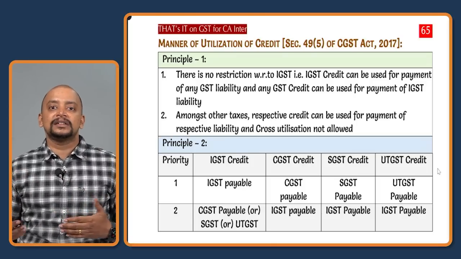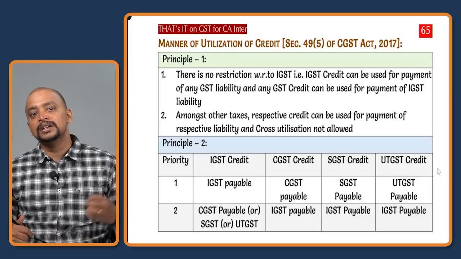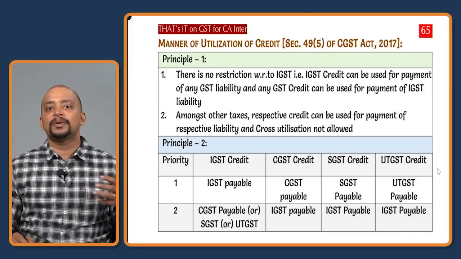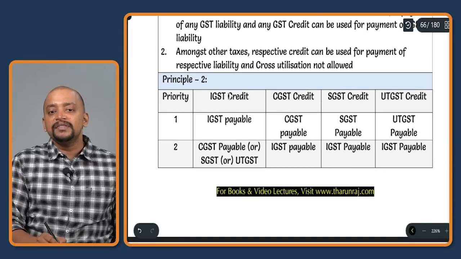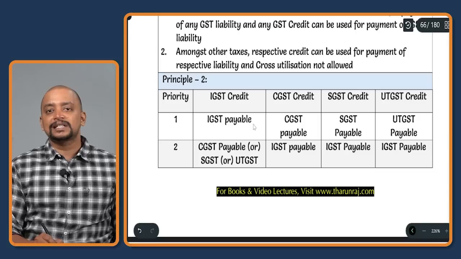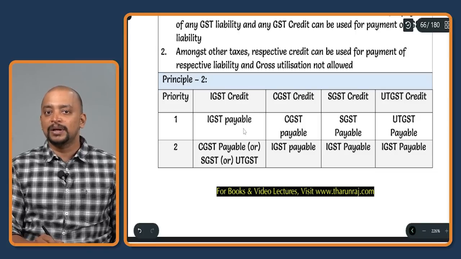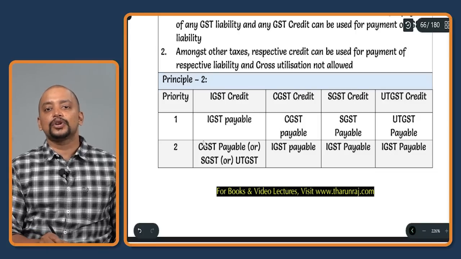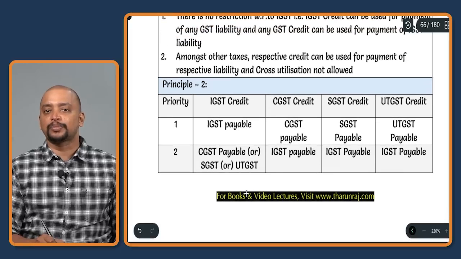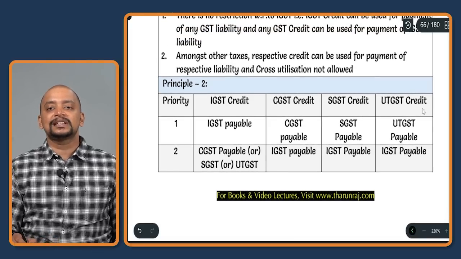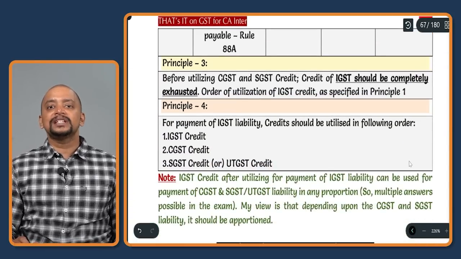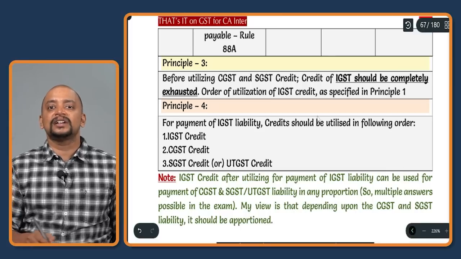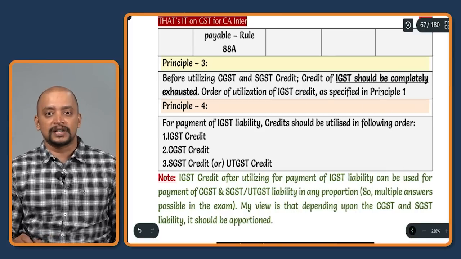With respect to the other three, that is CGST, SGST and UTGST, respective credits only can be used for payment of respective liability. Whereas second principle is about the priority. Whenever we have the IGST credit, first IGST credit should be used for payment of IGST liability, then CGST, SGST or UTGST liability in any manner, any proportion. What about CGST, SGST and UTGST credit? First for its liability and then for IGST payable. Then principle number 3, before utilizing CGST credit, SGST credit, the credit of IGST should be exhausted.